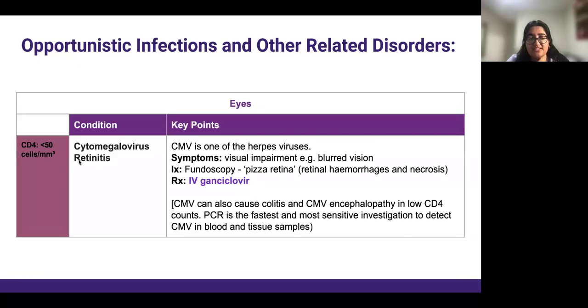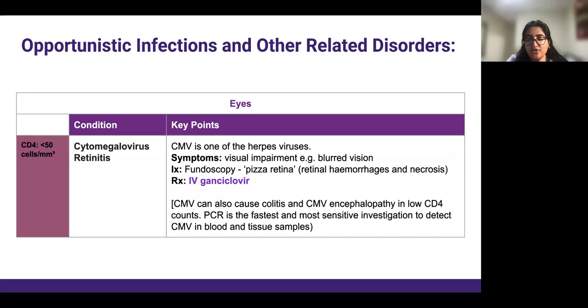And then CMV retinitis, again, has a very low CD4 count, less than 50. It's caused by one of the herpes viruses as well, but this time it affects the retina. Therefore, it causes visual impairment and blurred vision. A fundoscopy shows a pizza retina with retinal hemorrhages and necrosis. And then it's treated with IV ganciclovir.